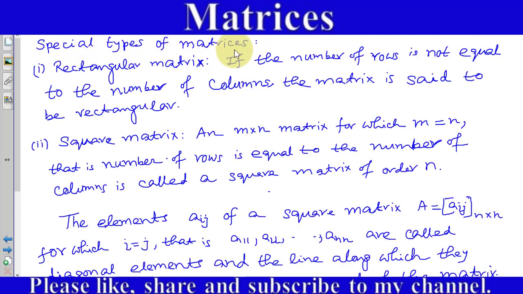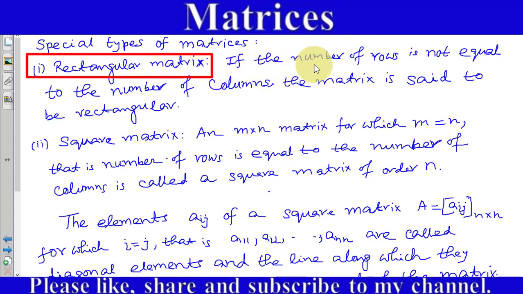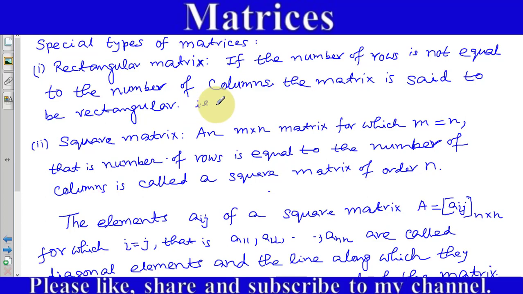Some special types of matrices. Rectangular matrix. If the number of rows is not equal to the number of columns, the matrix is said to be rectangular. That is, if m is not equal to n, then it is called a rectangular matrix.